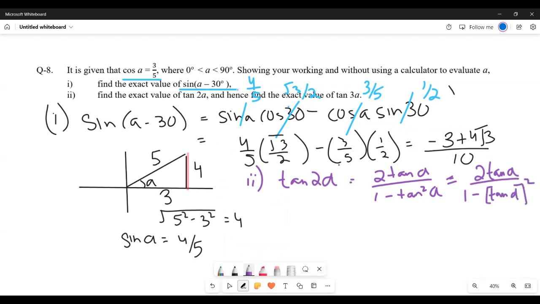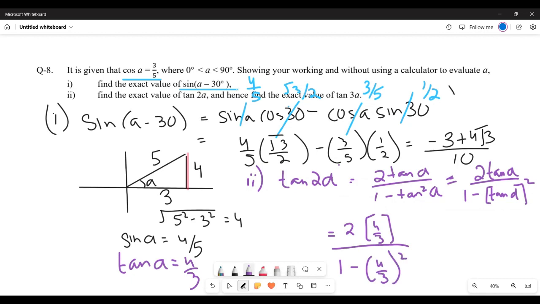Okay. So now again, let's come back to this triangle. We know that tan A would be 4 by 3, opposite over adjacent. So tan A is 4 by 3. So 2 times 4 by 3 divided by 1 minus 4 by 3 whole square. Enter all of this in your calculator together and you would get minus 24 by 7.